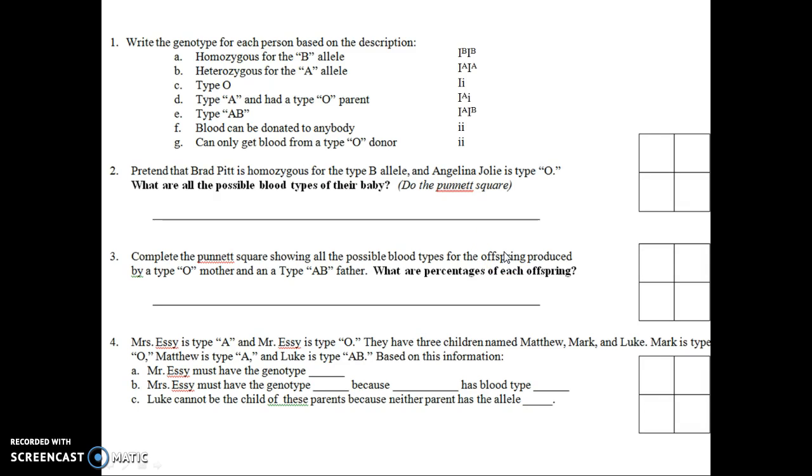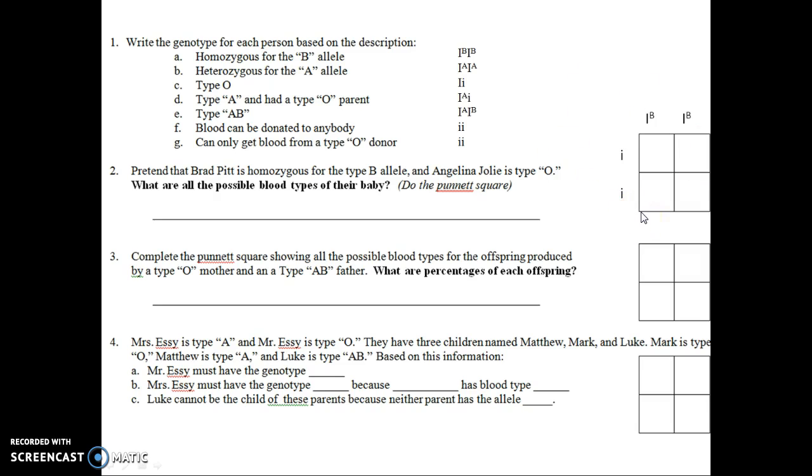So let's move down the sheet, and we're going to work on a couple of these Punnett squares together. So question number 2 says, pretend that Brad Pitt is homozygous for the type B allele and Angelina Jolie is type O. What are all the possible blood types of their baby? Okay, so if Brad Pitt is homozygous for type B, that means he can only have IB, that allele. So his genotype would be this. Angelina Jolie is type O, that means she has to be little i, little i. So now you can see our Punnett square is totally set up.